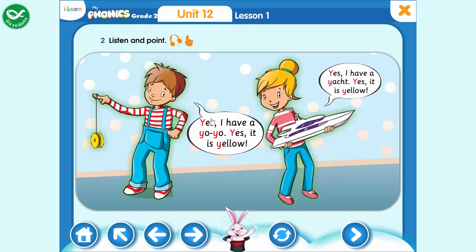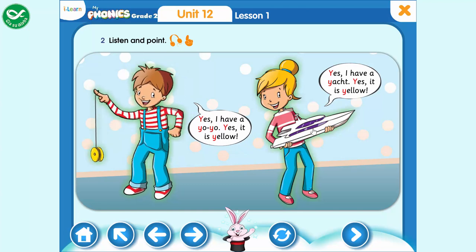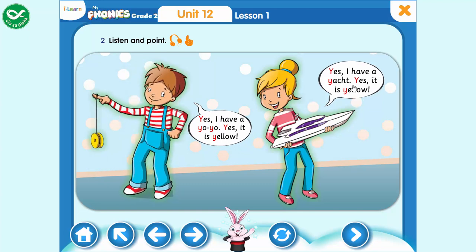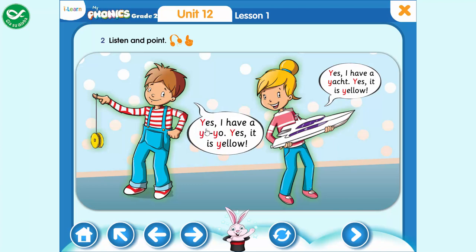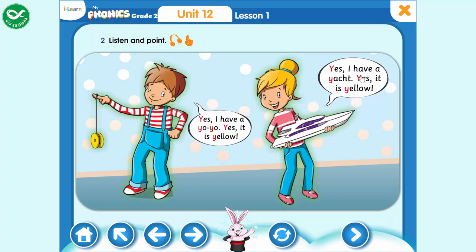Yes, I have a yo-yo. Yes, it is yellow. Yes, I have a yo-yo. Yes, it is yellow. Yes, I have a yacht. Yes, it is yellow. Yes, I have a yo-yo. Yes, it is yellow. Yes, I have a yacht. Yes, it is yellow.